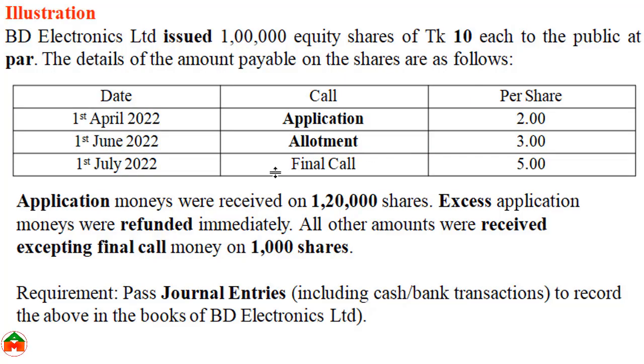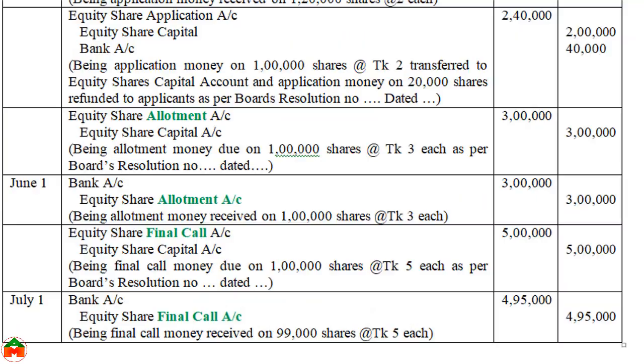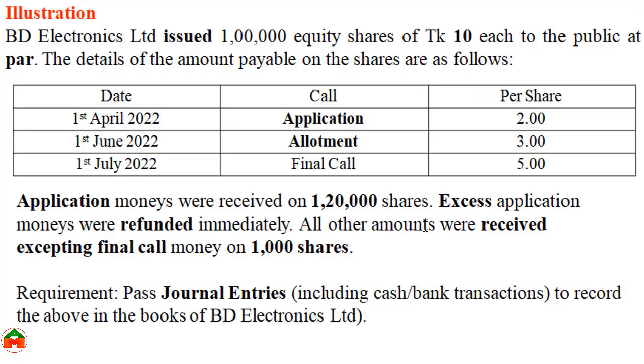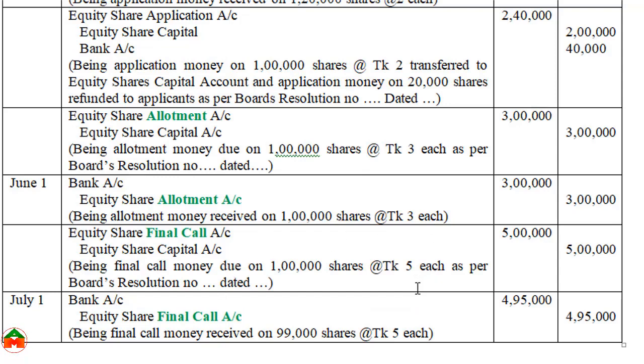And when the board of directors decides to make the final call, then the journal is equity share final call account debit. You can see the amount of final call is 5 each. So total 1 lakh shares at the rate of 5 is 5 lakh. So whenever you are deciding to invite the final call, then the journal is equity share final call account debit, equity share capital account credit. And whenever you are receiving the money from the final call, then the journal is bank account debit and equity share final call account credit.